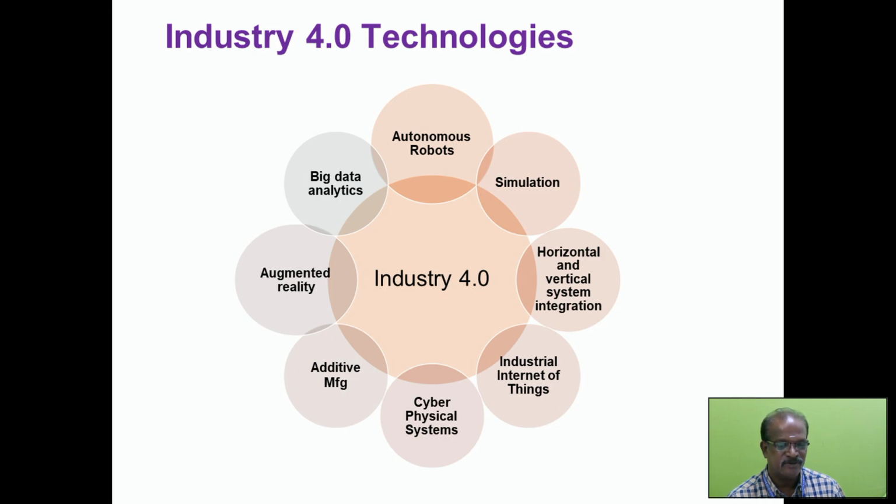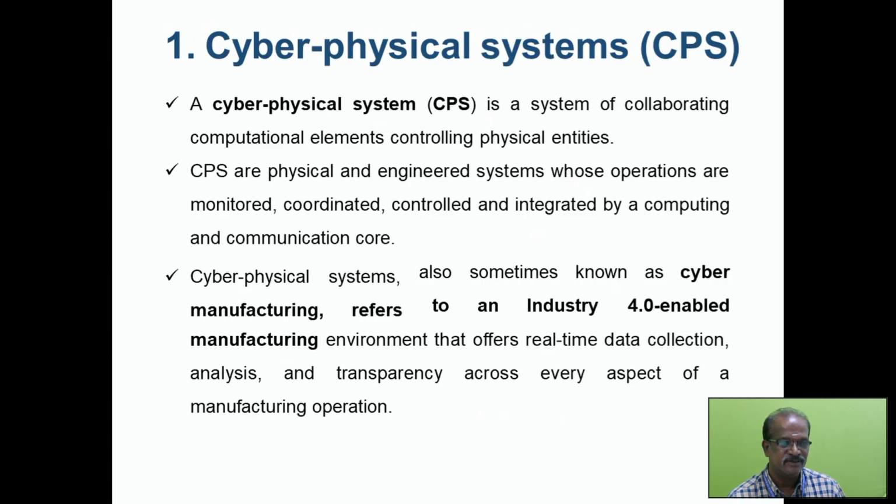It started with cyber physical systems, then the industrial Internet of Things, horizontal and vertical systems, simulations, autonomous robots, big data analytics, augmented reality, and additive manufacturing. So these are some components of Industry 4.0 to increase the productivity of any industry. Let's discuss them one by one.